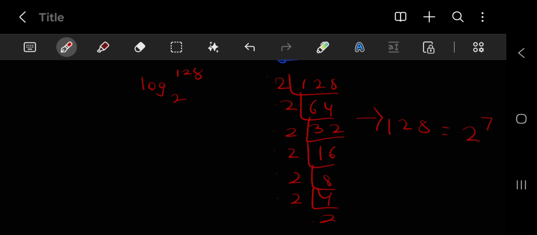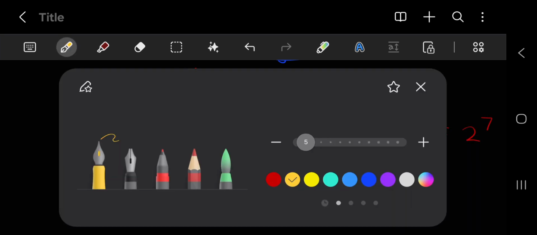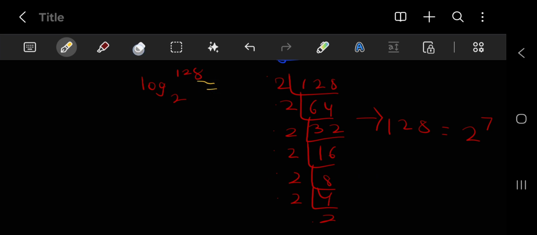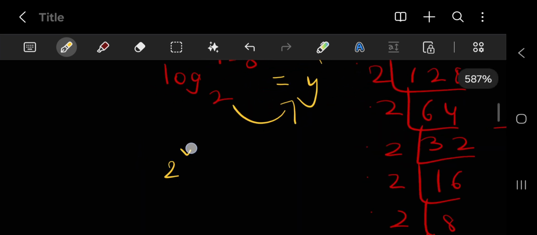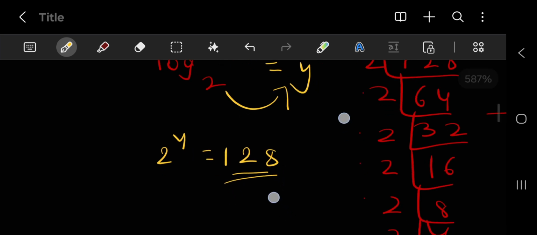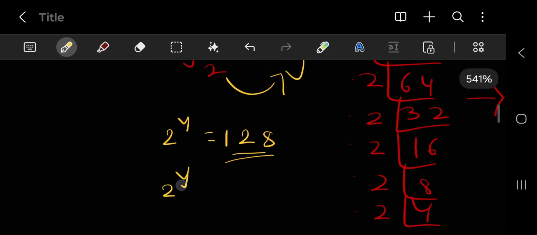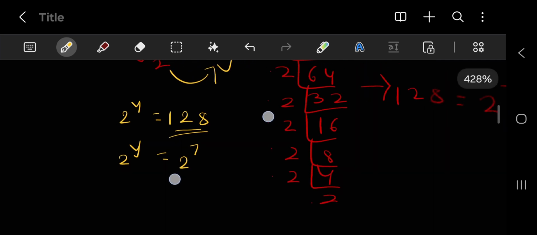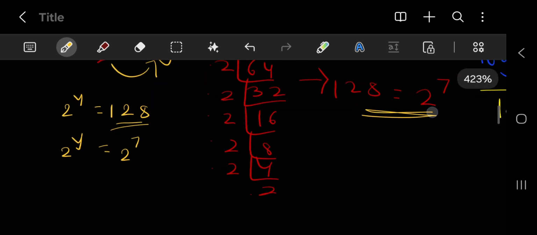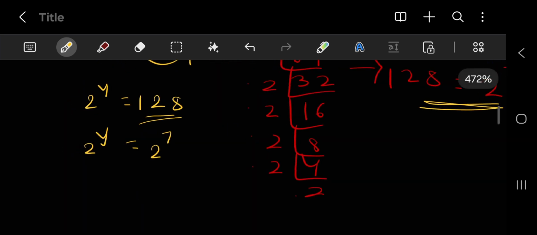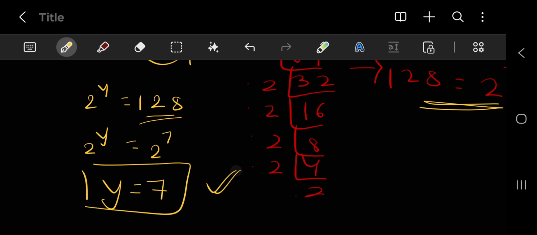So log 128 base 2 is equal to y. So 2 power y is equal to 128. We know that 128 is 2 power 7. So 2 power y is equal to 2 power 7. Upon cancelling the bases, we'll get y is equal to 7. Now let's do another. Log 2 base 8. This is a tricky one.